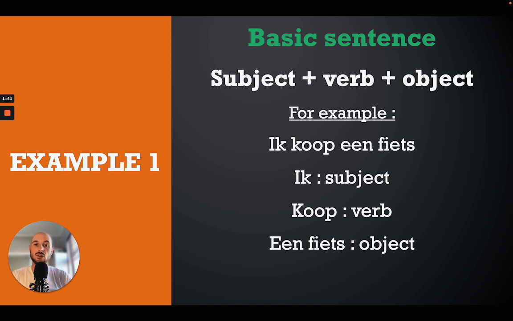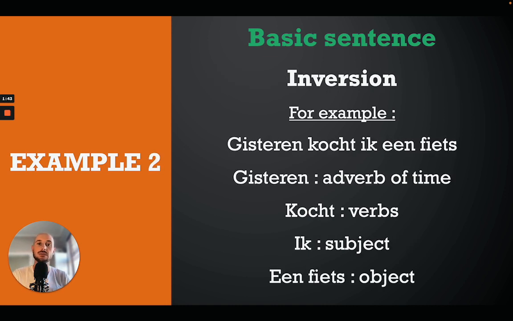Alright, we'll go to the second one. The second one is something a lot of people don't really like in the Dutch language, and it's inversion. I made a very detailed video about inversion also, so if you're interested in that, click on the following link and you'll be guided to the inversion video. Today I will touch shortly upon it, but I think it will be clear for you after this short explanation. So as you can see, the sentence is: gisteren kocht ik een fiets.